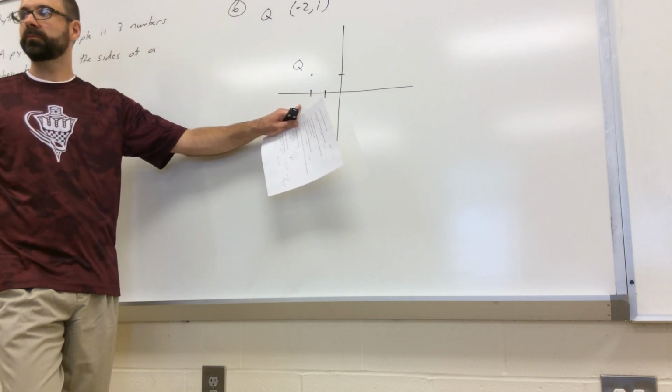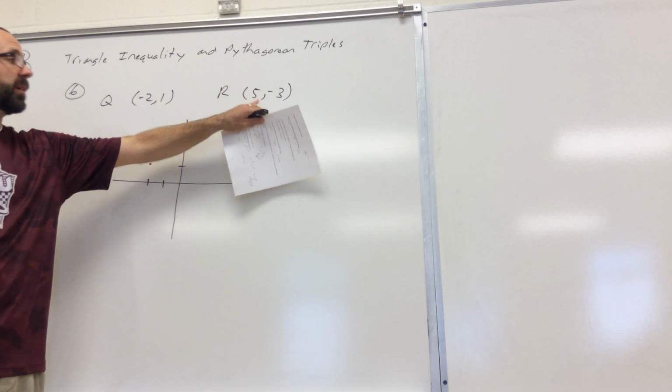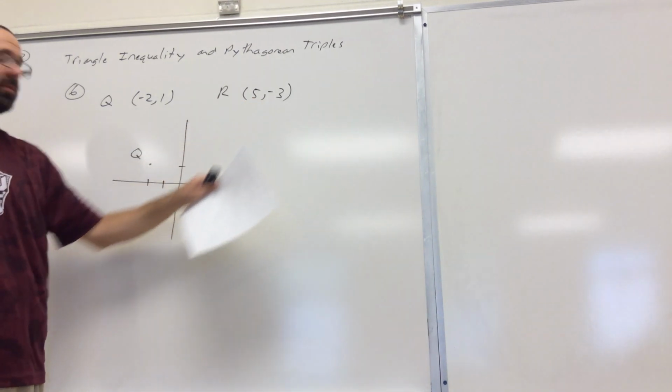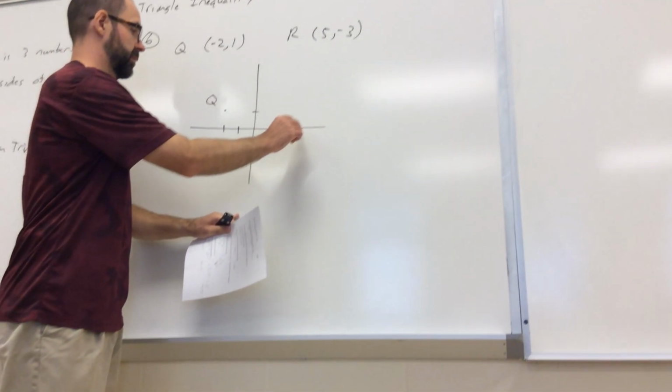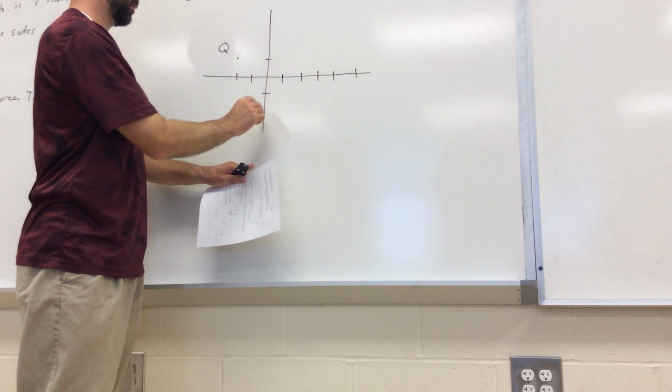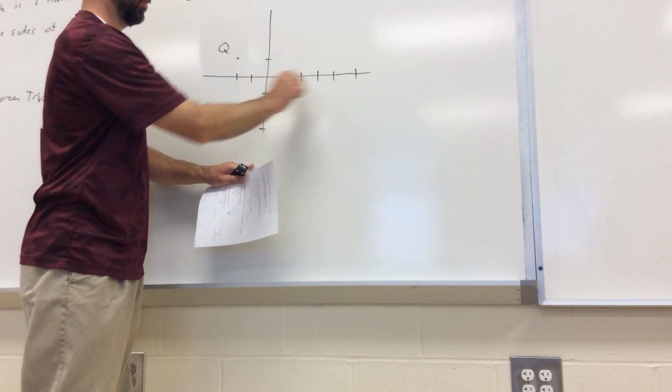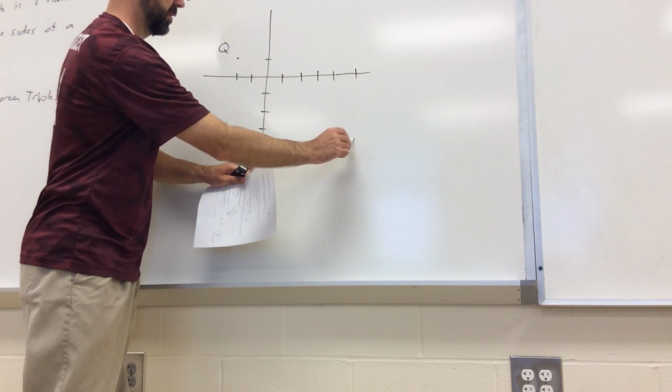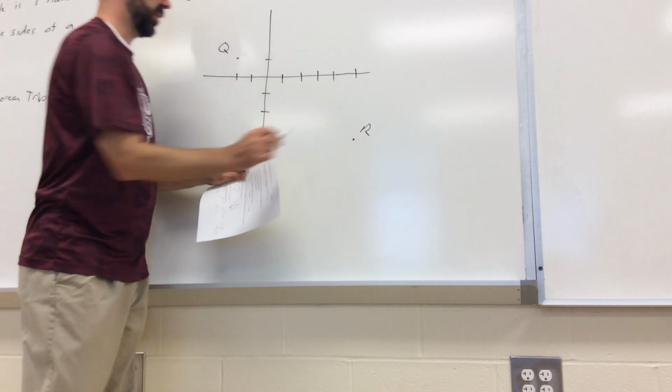And then this says go to the right 5 and then down 3. So right 5 and down 3. So that gets you to the point R.